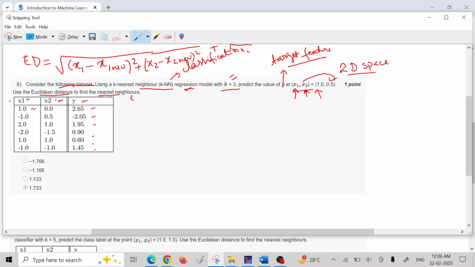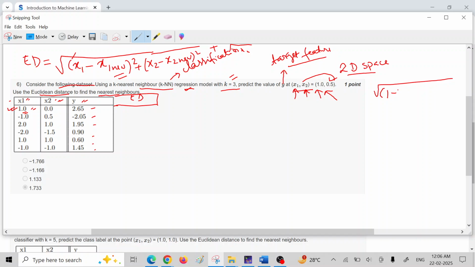Now we will calculate this Euclidean distance. I will extend this table here. To calculate the Euclidean distance of the new data point with the first row of the data set, we proceed using this formula again. The x1 point is 1, that is this one I am taking, minus the x1 data point of the new data point for which I need to predict the y value.